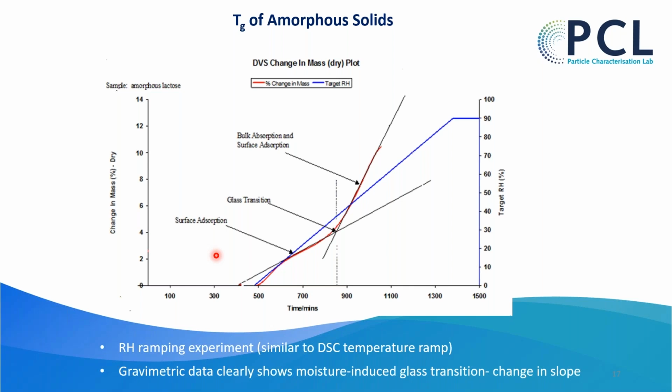So let me describe what's going on here. So the first thing to realize is that the humidity for this sample is being ramped up at a fixed rate, okay, up to 90% humidity.